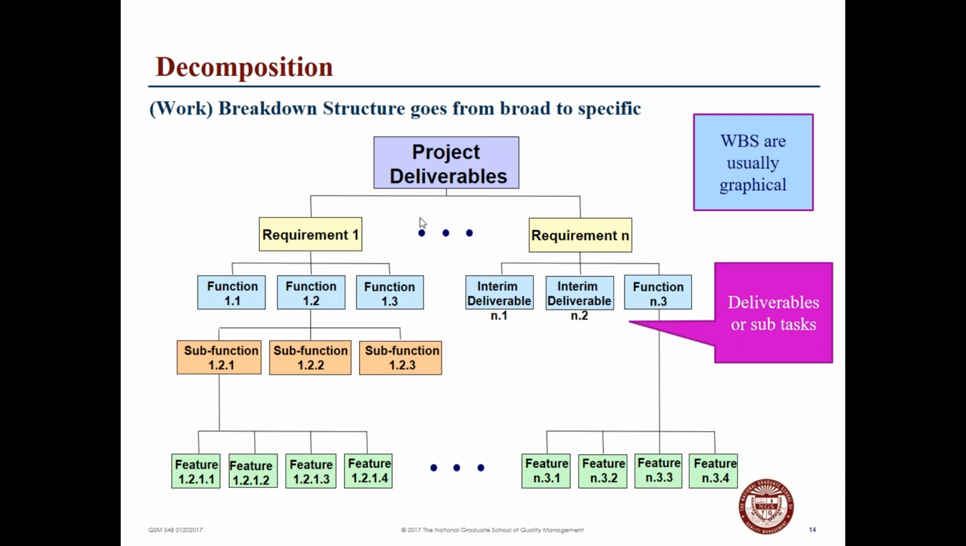The blue dots are just continuation. So this is requirement 1 to requirement N. So you could have requirement 1, 2, 3, 4, so there's a whole bunch of them. Correct, Edgar, it's just continuations. So in other words, in this sample, where it says requirement N, it could be 5.